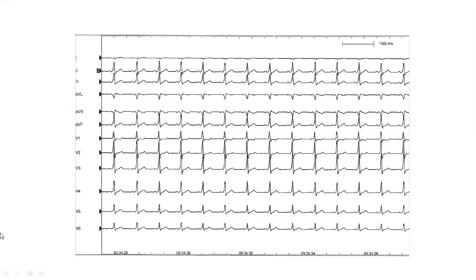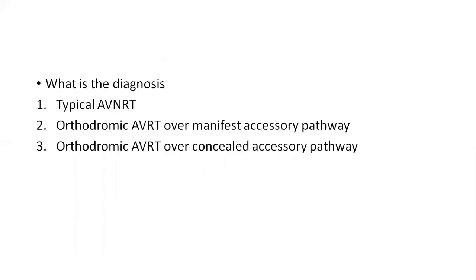So the tachycardia terminates to a sinus rhythm, so atrial tachycardia is out. What happens? The patient is in sinus rhythm with pre-excitation, right? So what is the diagnosis now? So orthodromic AVRT तो है, but since you see a sinus rhythm with a WPW, it is a manifest pathway, right? So it is orthodromic AVRT with manifest accessory pathway.